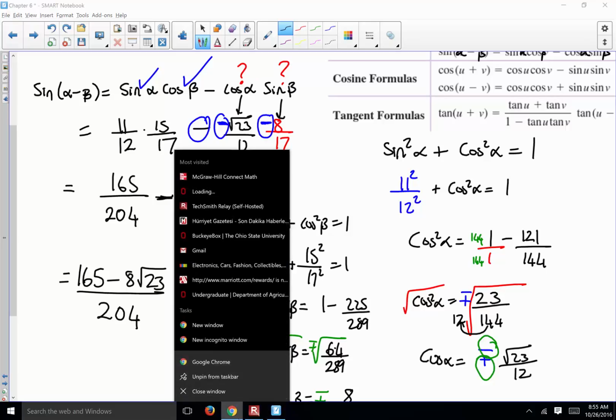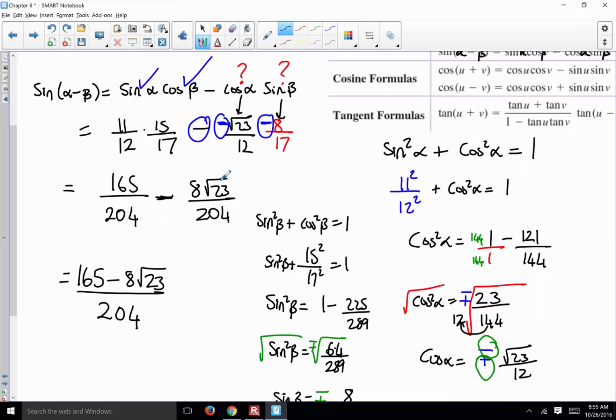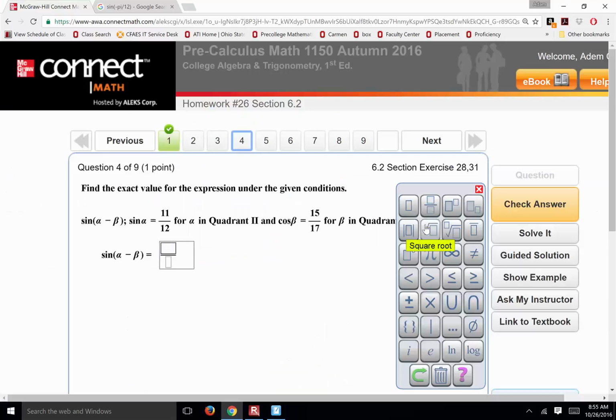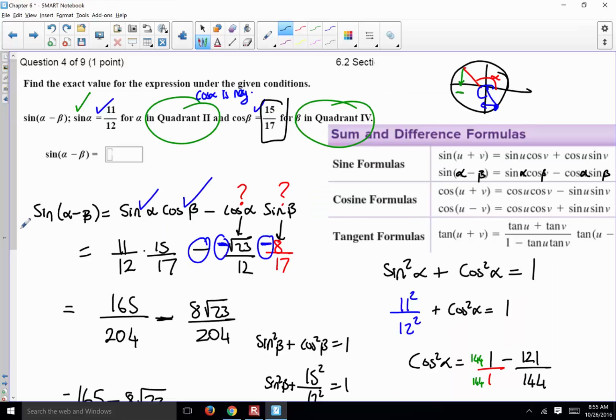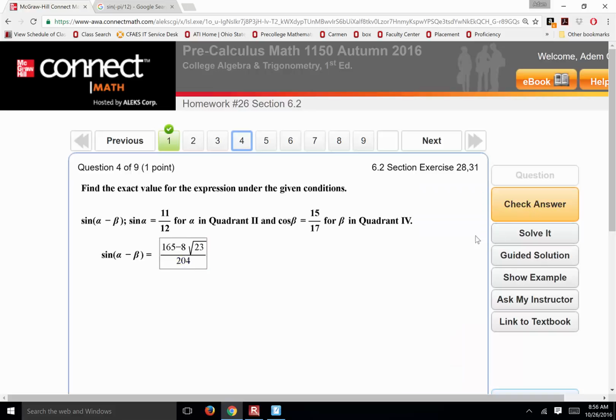Well, there is one way to learn it. Which question was that? Number 4? Yeah. 165 minus square root, 304. Yeah, that's correct. Bad numbers, but we did it right.